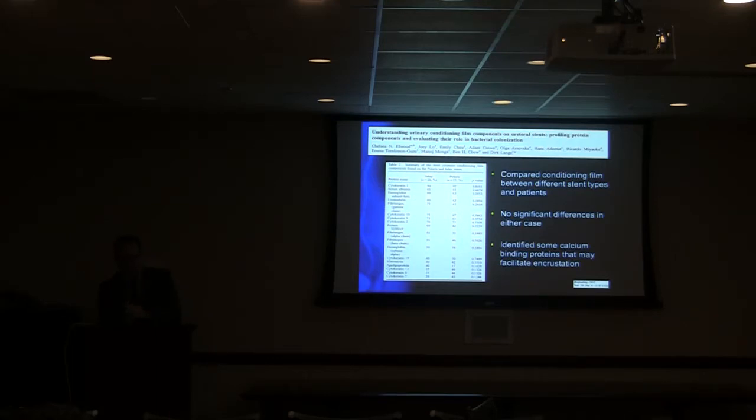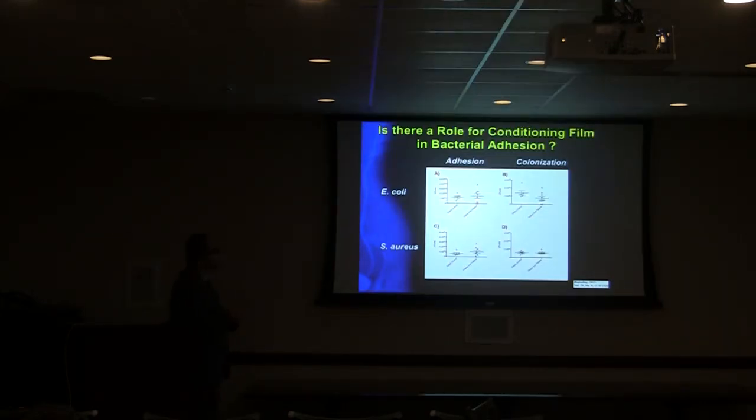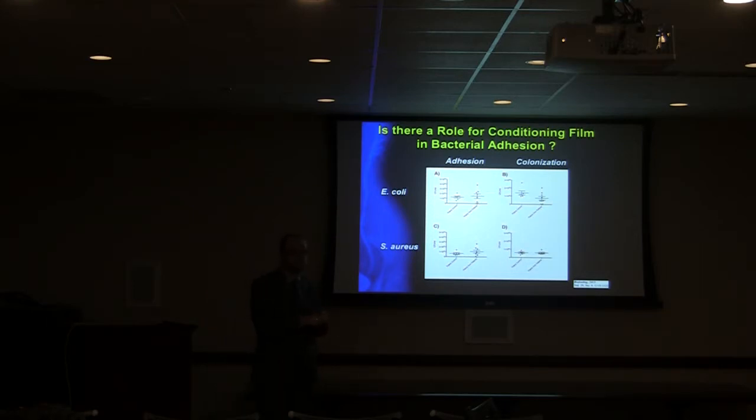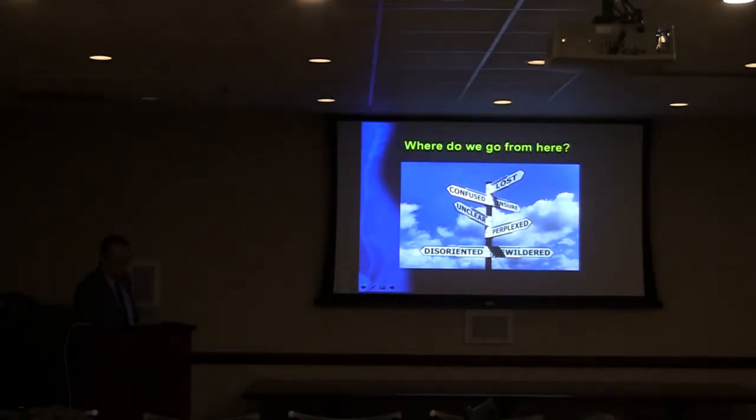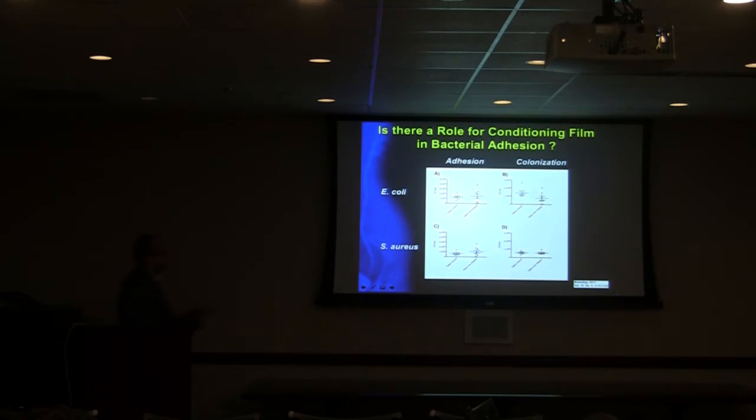So if there were a way that we could maybe prove that, that would be outstanding. I think that would be a pretty good step. So the question is, is there a role for conditioning film in bacterial adhesion? That was a big question. And I've got to tell you, there isn't. Because again, we tested E. coli and Staph aureus adhesion to Polaris control or Polaris removed patients, and you can clearly see that there's absolutely no significant difference, whether it was conditioned or not.